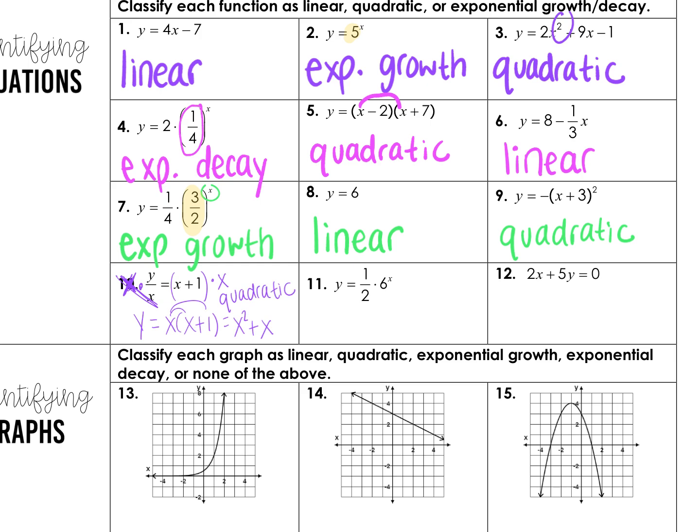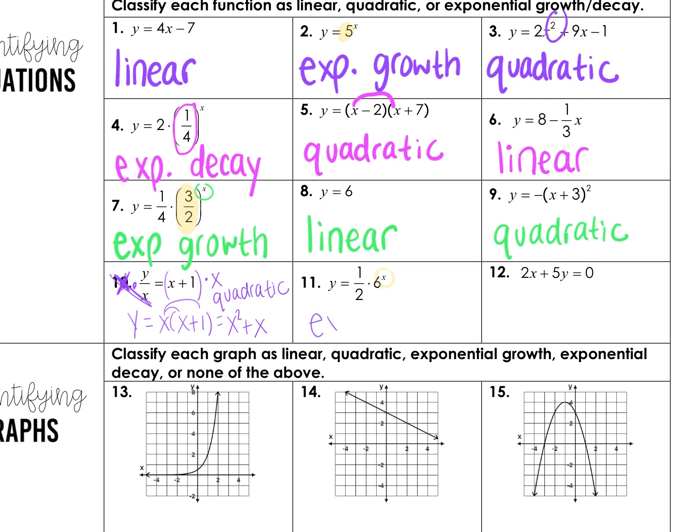The next one is 1/2 times 6 to the x. I see the x in the exponent. When there's a variable up here, it's exponential. It's exponential growth because the base of the exponent is 6, it's bigger than 1, which makes it exponential growth.